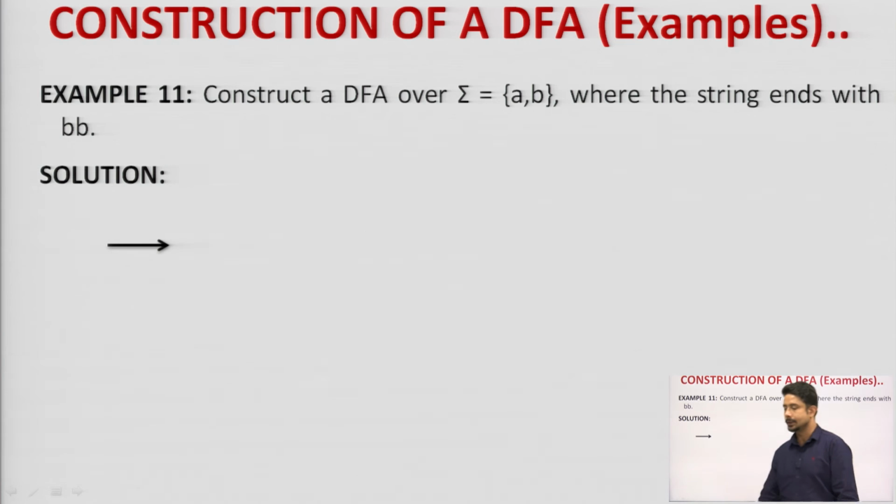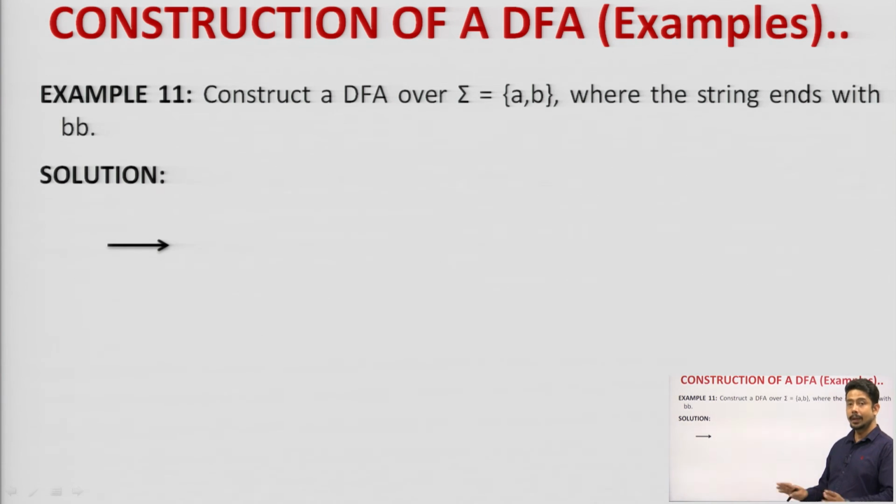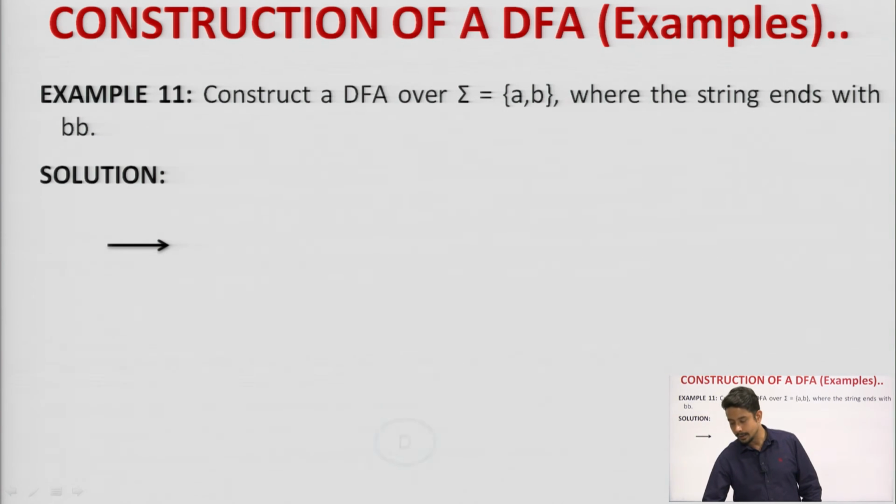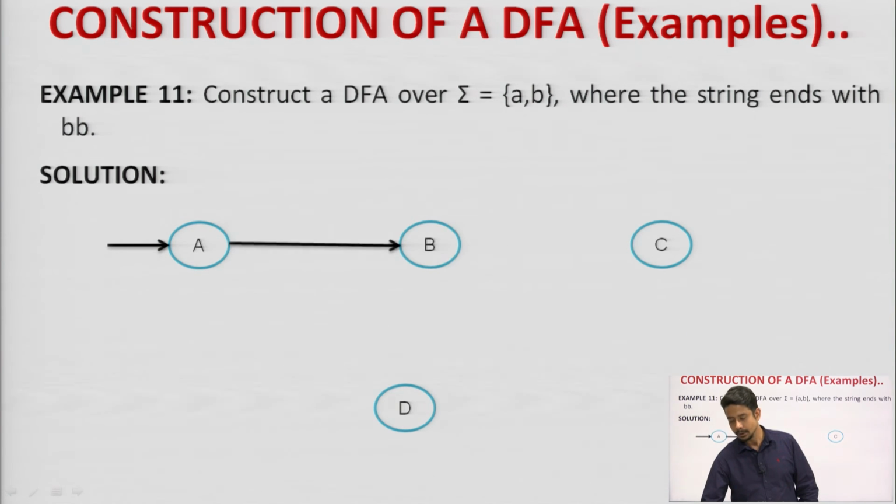Example number 11 says that the string ends with BB. Now, this is not starting with AA, it ends with BB. So, that means the restriction will be at the ending part, not at the starting part. Starting part, you can put a self loop over there. Okay. So, what will be the diagram? The diagram looks like this. Okay, I have taken 4 states.